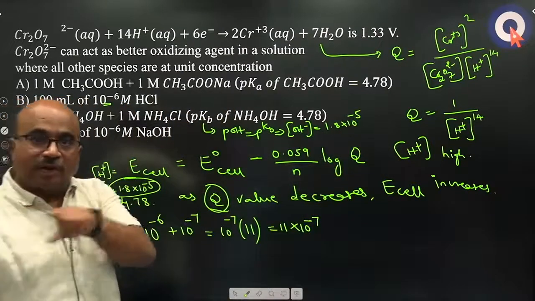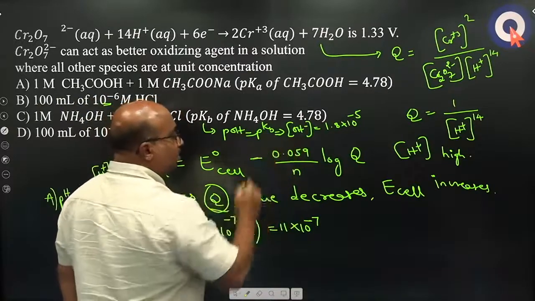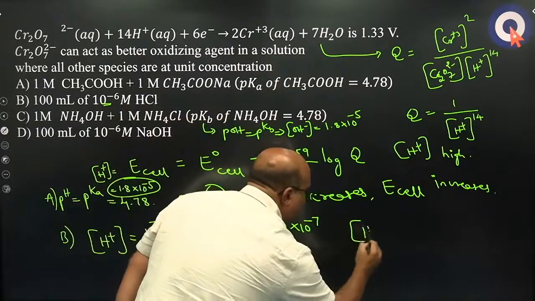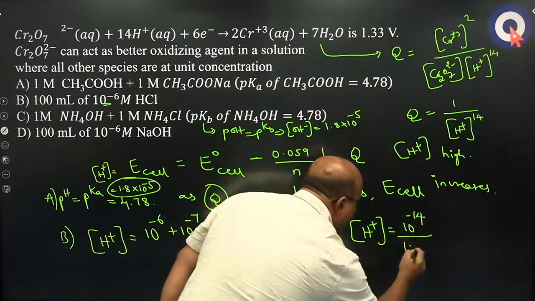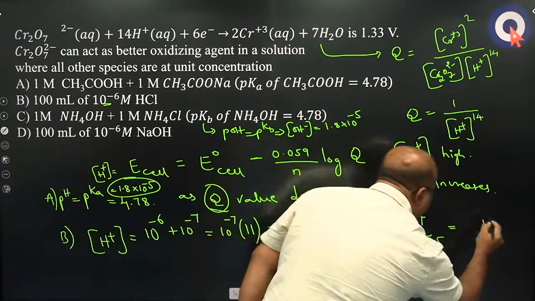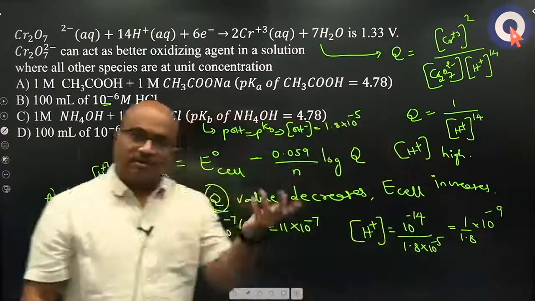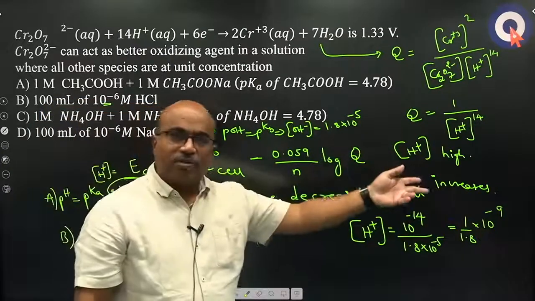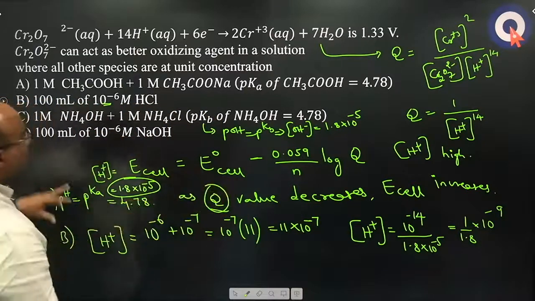So what is now the H plus concentration? It's nothing but 10 to the power of minus 14 divided by that. So the H plus concentration is 10 to the power of minus 14 by 1.8 into 10 to the power of minus 5. So it comes around 10 to the power of minus 9 into 1 by 1.8, so it is somewhere 10 to the power of minus 8, or you can take 10 to the power of minus 10. So it is anyhow again low, or some value what we are getting for the C.